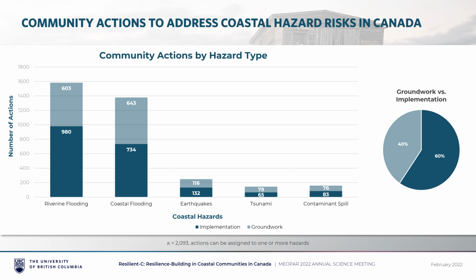Floods are a common and significant threat to coastal and non-coastal communities alike across the country. Earthquakes are addressed by approximately 12% of our community plans, most commonly in southern BC and on Vancouver Island. Actions addressing tsunami and contaminant spill threats represent roughly 7 and 8% respectively. Nationally, 40% of these actions are technical studies or similar actions that only lay the groundwork for future work, while a full 60% represent implemented structural or policy projects.